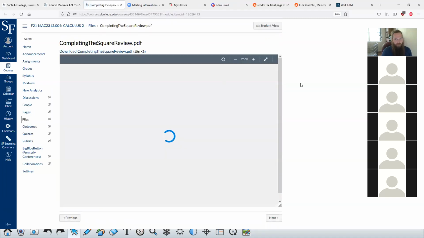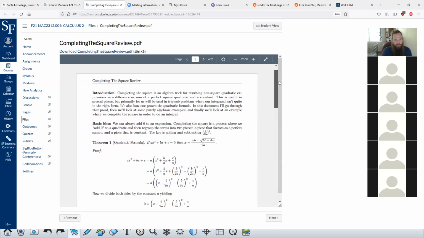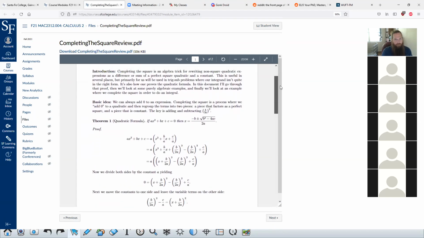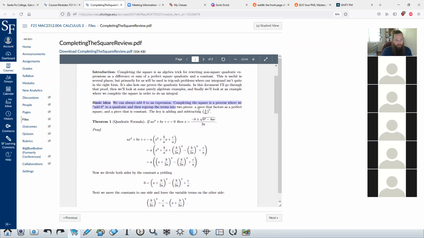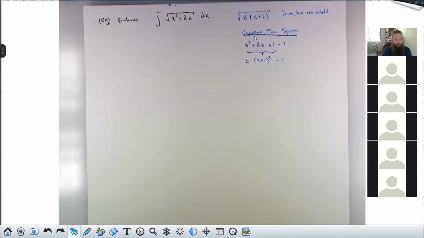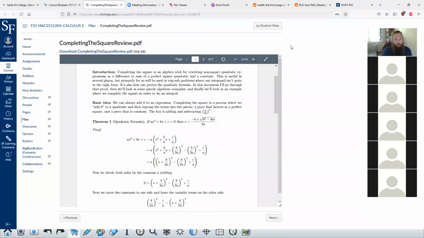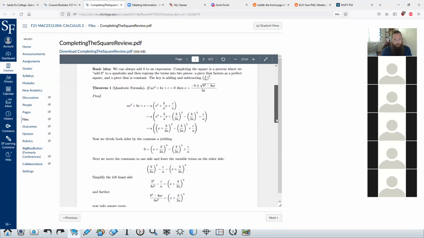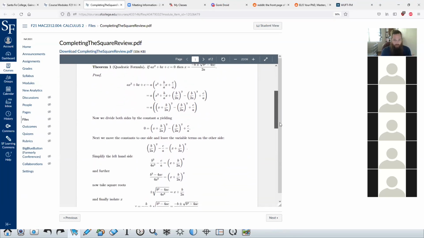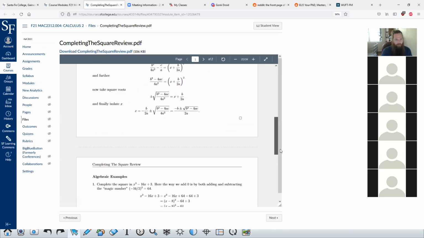This is actually a document I made myself for you guys. It's all about how to complete the square. The basic idea: you can always add 0. No one can stop you from adding 0. That's what I've done right here. I took x squared plus 2x and added 0 in the form plus 1 minus 1. In general, the thing you're going to add is b over 2a, all squared. In this document, I use completing the square to prove the quadratic formula. If you've never seen that, you should go through it. It's beautiful. It's not a hard thing.